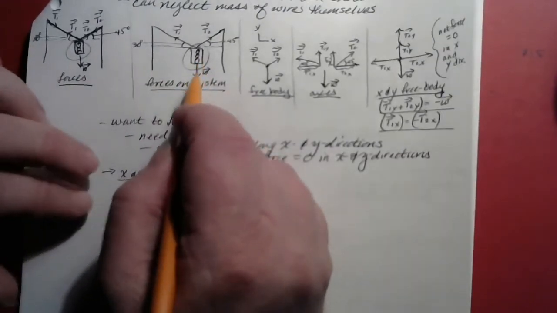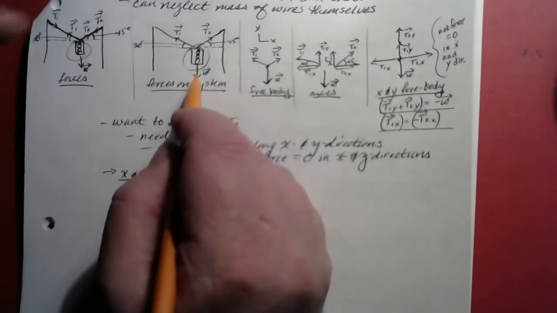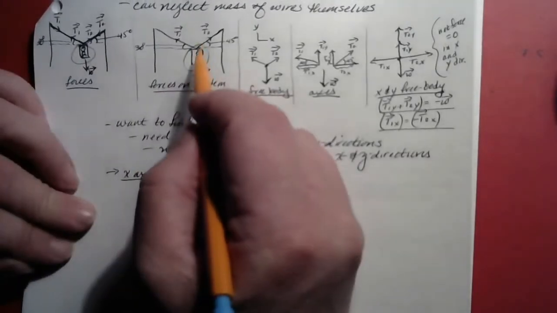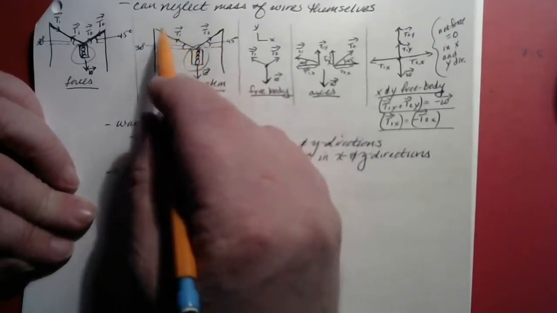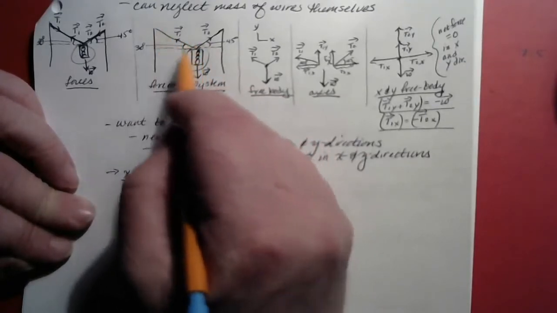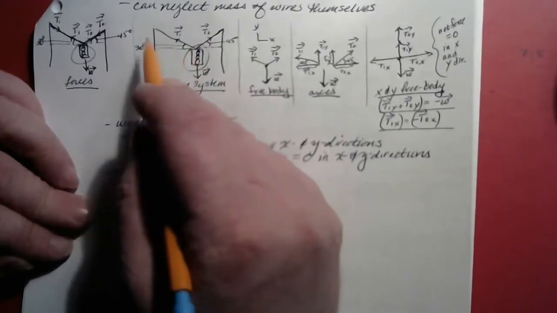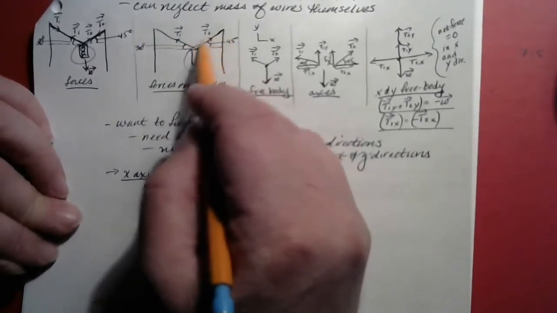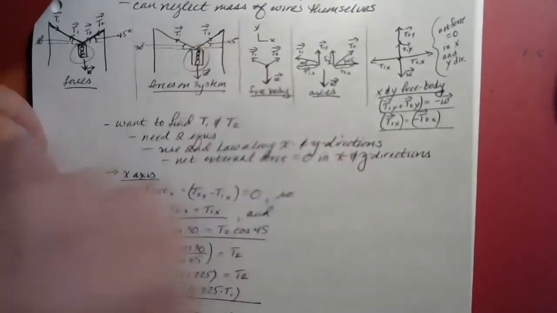So you've got the weight that's imposed by gravity from the outside on the light. So you've still got the weight pulling straight down. And you've got T1, the tension in the line on the left, pulling up at an angle to the left. And you've got T2, the tension in the line to the right, pulling up and at an angle to the right.